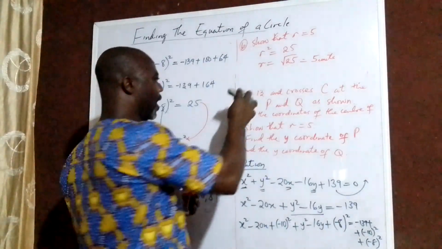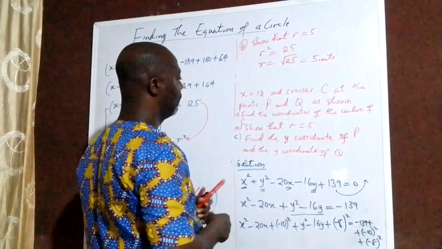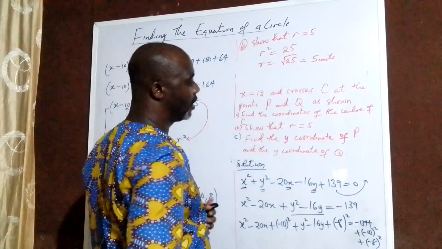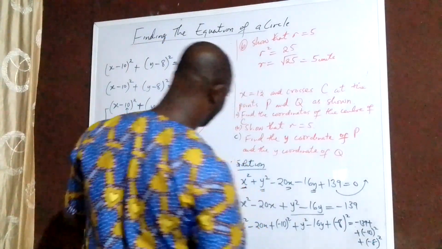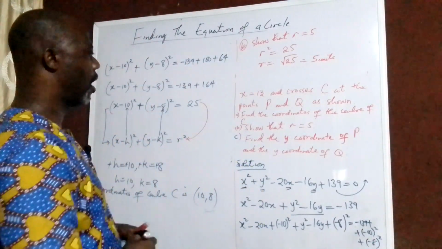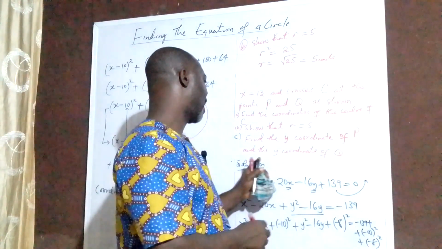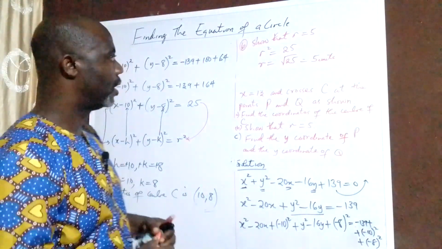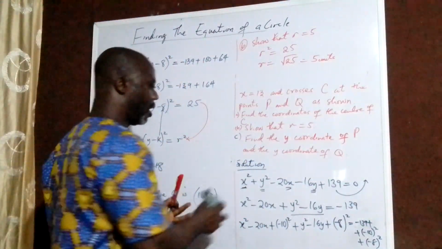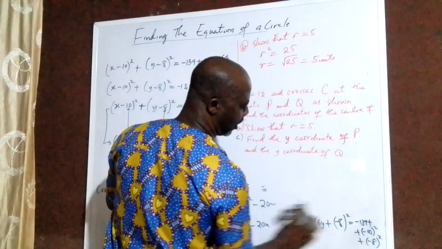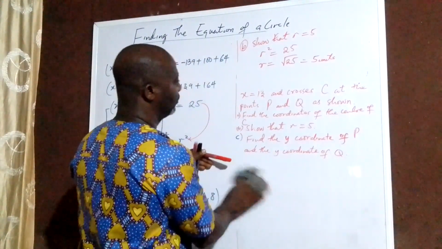Now, to the last question. Don't forget, for the last question, we have to find the y coordinate of P and the y coordinate of Q. This is also easy. So I'm going to clean this part and then solve it below.